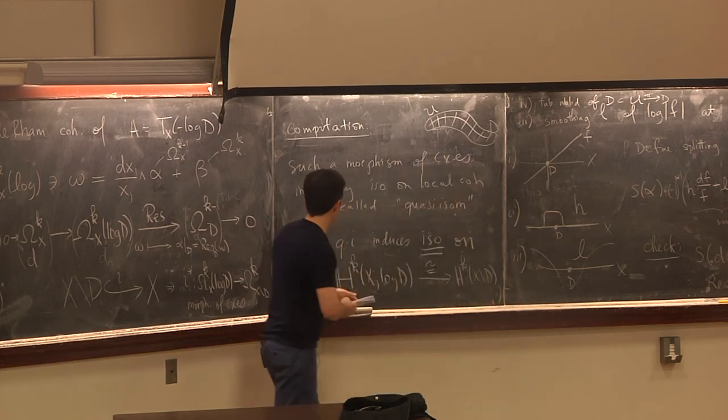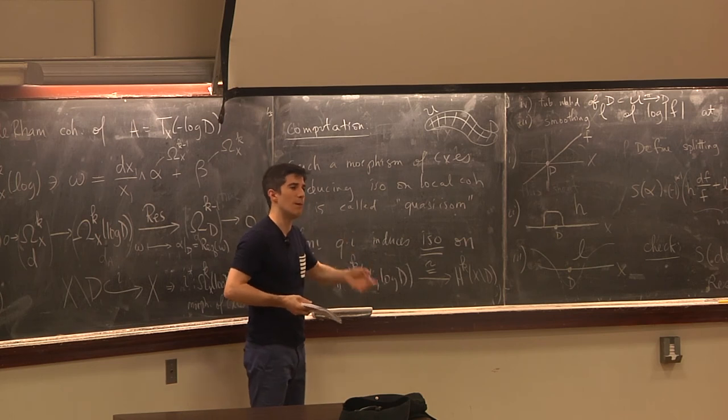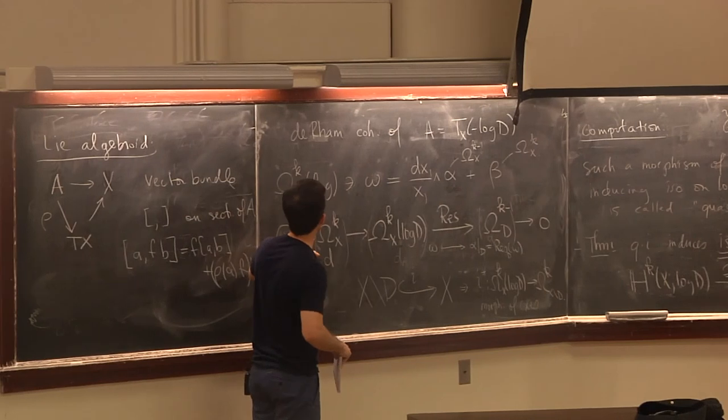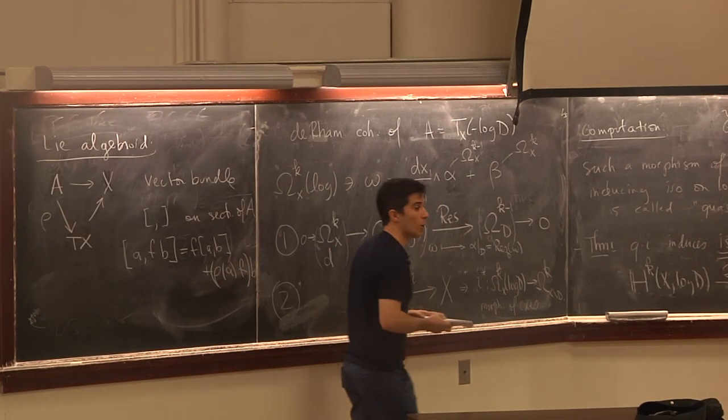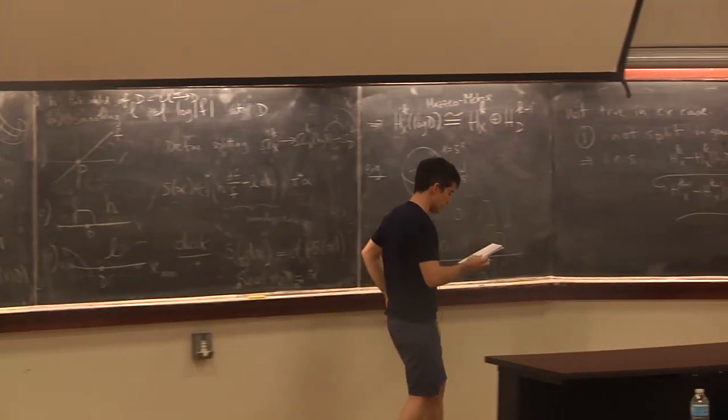So that means that the logarithmic cohomology computes exactly the cohomology of the complement. So that's how different the smooth case is from the holomorphic case. You get completely different groups.